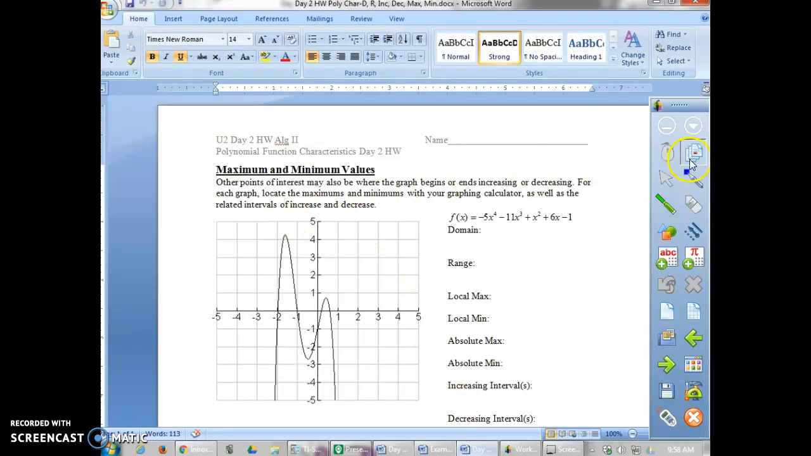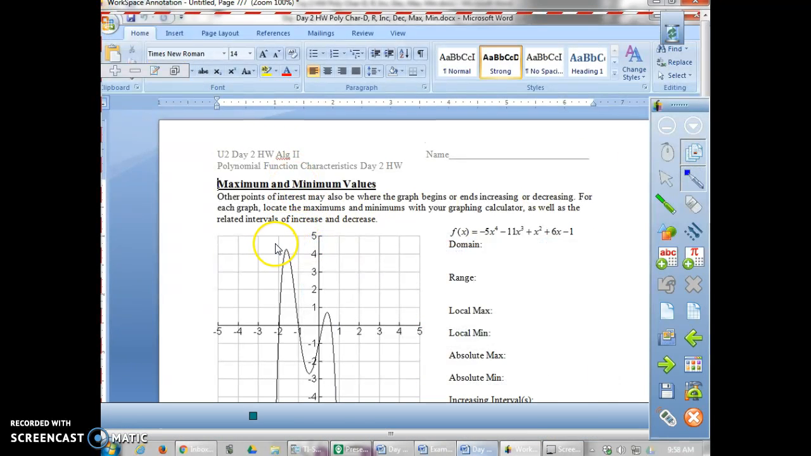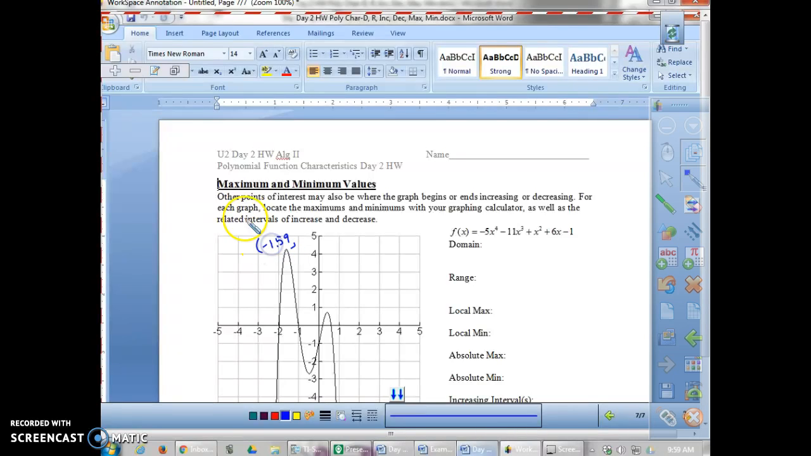So write in negative 1.59, and then 4.25 is the y value.